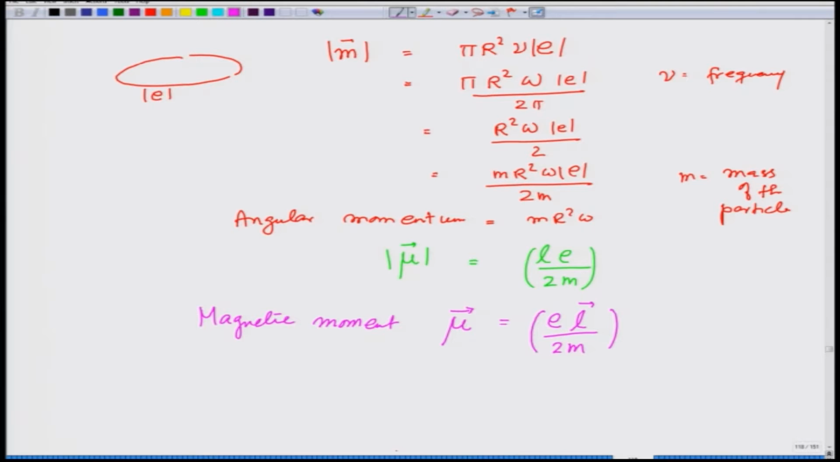And if this is put in a magnetic field, the energy of the particle is going to be equal to minus mu dot B, in magnetic field B. All right. Let us see what are its implications for our atomic structure.